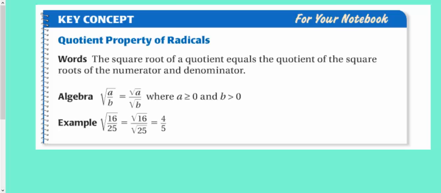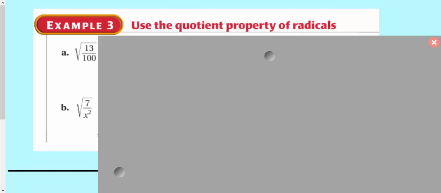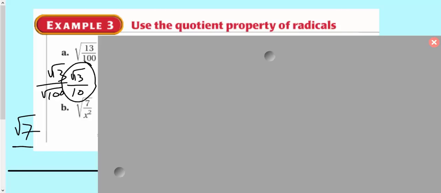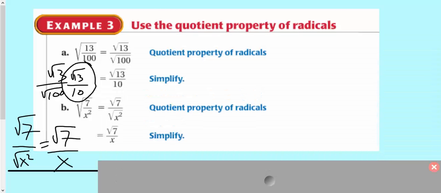Okay, when you're doing division of radicals, you're simply going to take the square root of the top number and the square root of the bottom number. So for this example, you can take the square root of 16, which is 4, and the square root of 25, which is 5. I'll show you a couple examples here. Root 13 over root 100: root 13 doesn't break down, so it's just root 13. Root 100 is 10. Same thing on the bottom: root 7 over root x squared. Root 7 doesn't simplify. Root x squared is x.